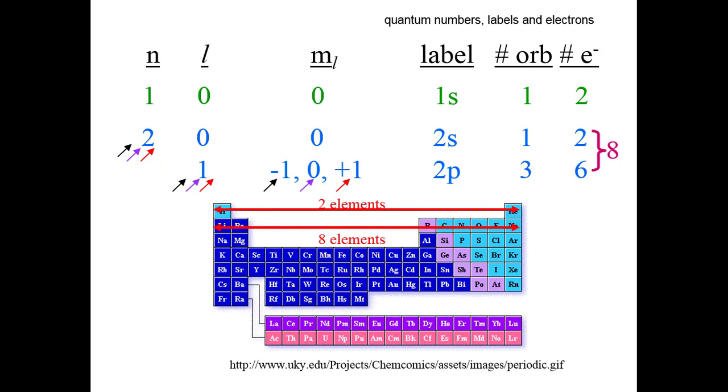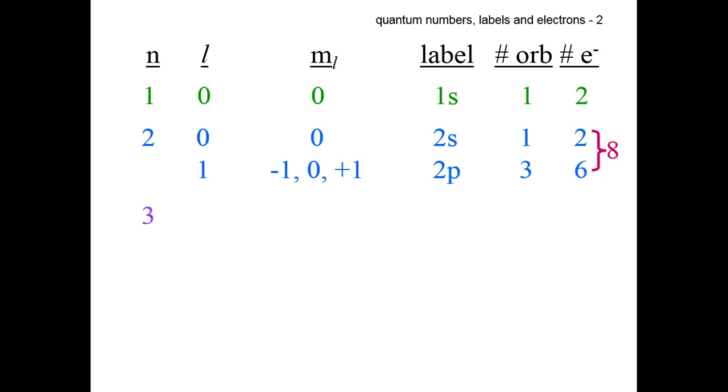When we look at the periodic table, we find that the first period can hold 2 elements, while the second period holds 8 elements. Coincidence? Maybe. Let's move on to the case where n equals 3.